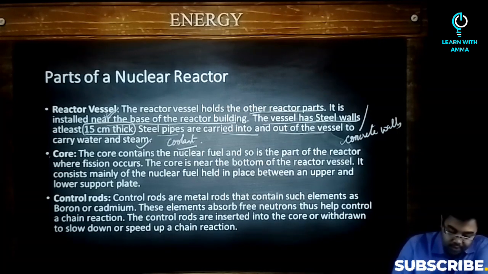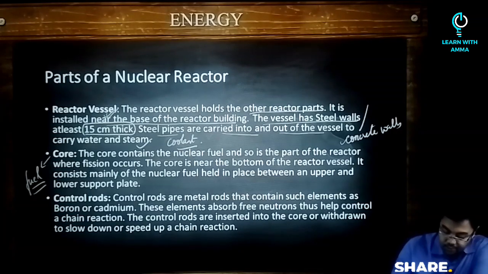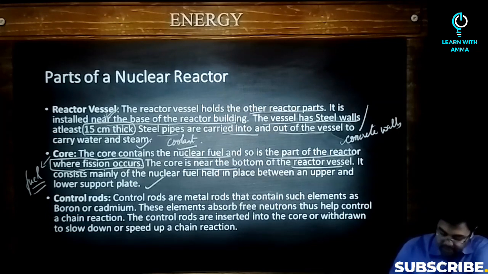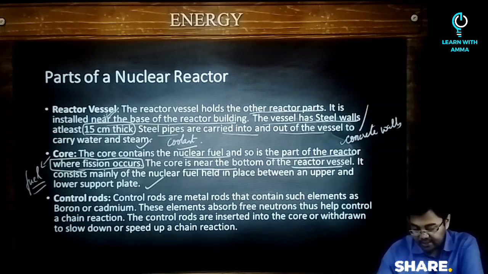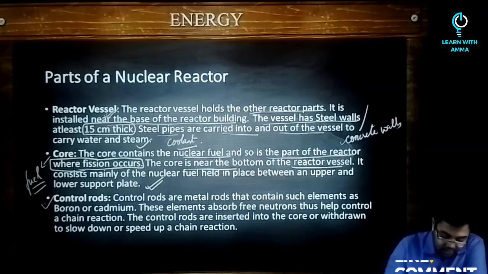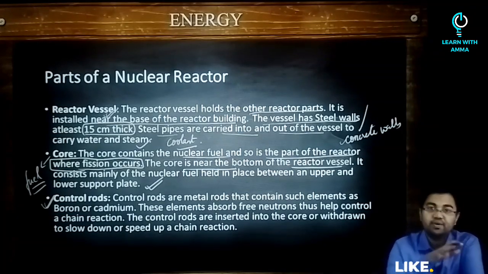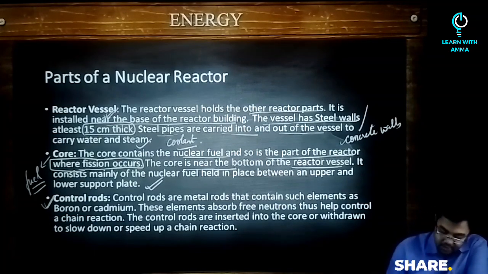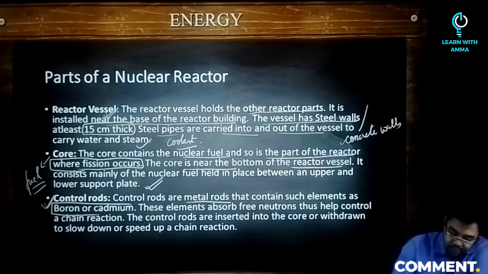Then the core. Core is what has the fuel. In simple terms, you should know this. So the core contains the nuclear fuel, and so is the part of the reactor where fission occurs. The core is near the bottom of the reactor vessel. It consists mainly of nuclear fuel held in place between the upper and the lower support plates. Then you have control rods. So what we have discussed is control rods will absorb all the extra neutrons. So they are metal rods that contain such elements as boron or cadmium.